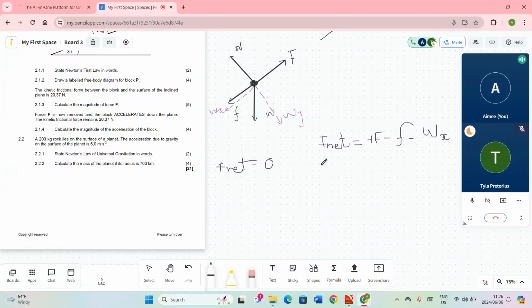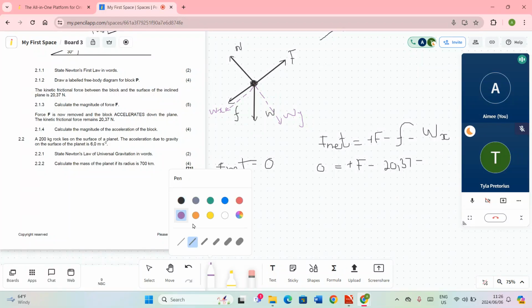So it means we can say 0 is equal to positive F. They've asked you to calculate positive F. So say positive F minus, they've given you the frictional force, which is 20.37, minus your x component or horizontal component of weight. So that we still need to calculate.